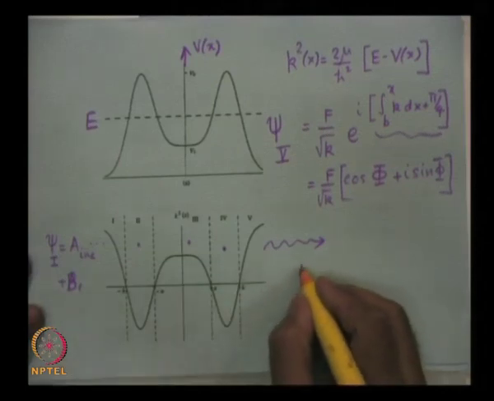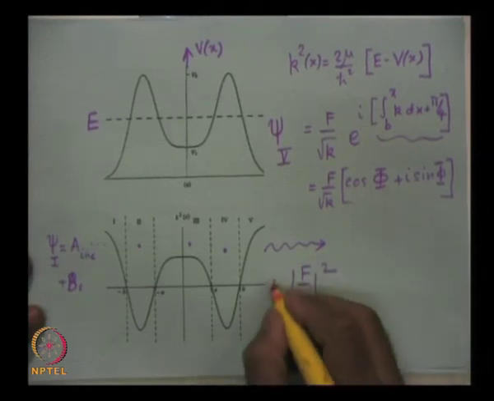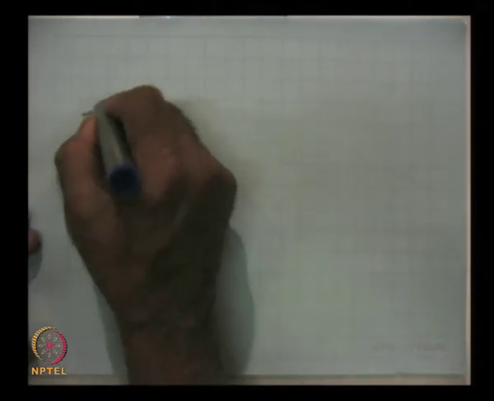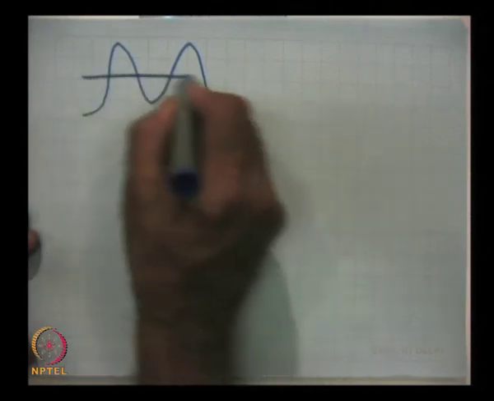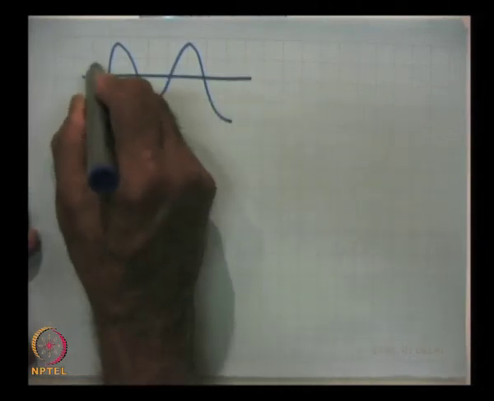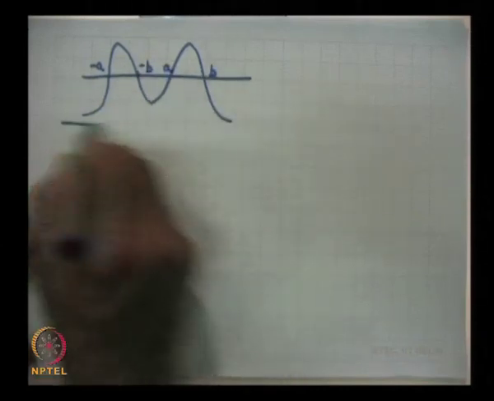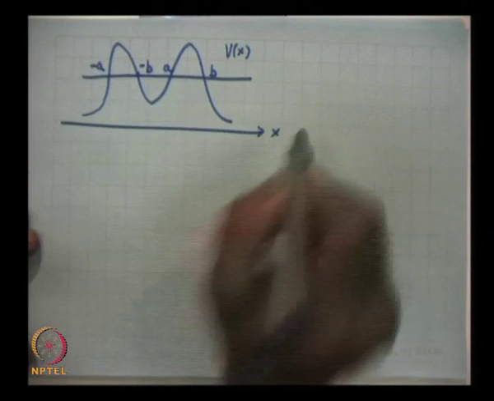And then f by A whole mod square will be the tunneling probability, and if you calculate that, you will find that the tunneling probability comes out to be, let me write this expression, if you have a double hump thing, and these are the 2 turning points minus A, minus B, plus A and plus B. This is the V of x variation as a function of x.